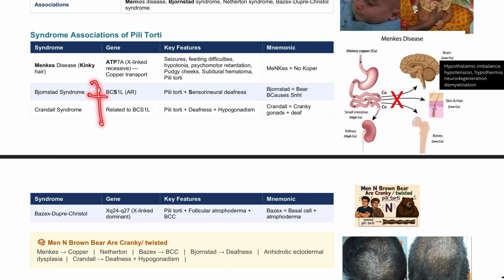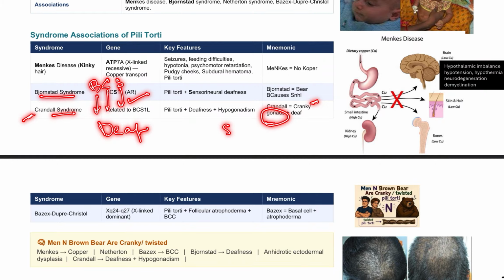These two syndromes, cranky, Crandall syndrome and Bjornstad syndrome, these are associated with deafness. And the gene in Bjornstad is BCS, which means Bjornstad causes SNHL, and Crandall syndrome, cranky, so gonads are also affected along with SNHL.